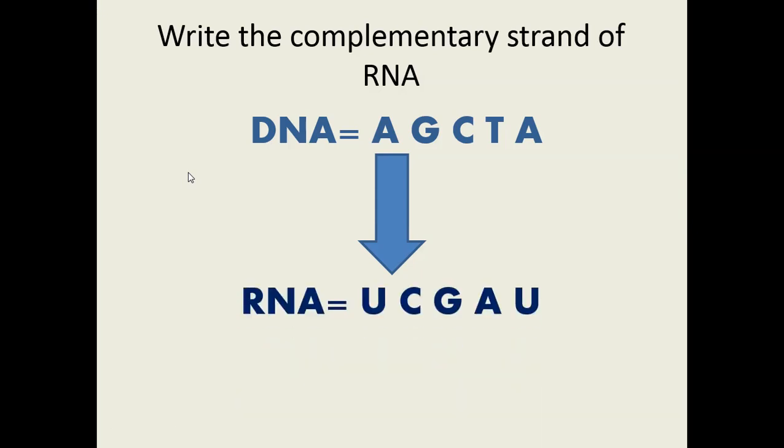All right, so here we go. If we were making RNA, we cannot have thymine, no T's. A would go with U, G would go with C, C would go with G, T would go with A, and A would go with U.